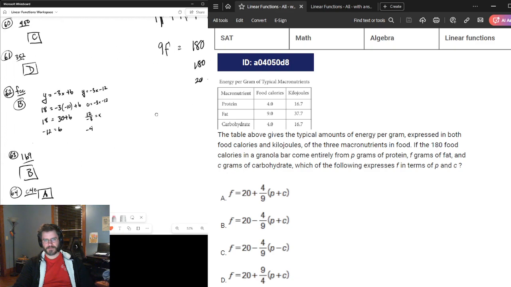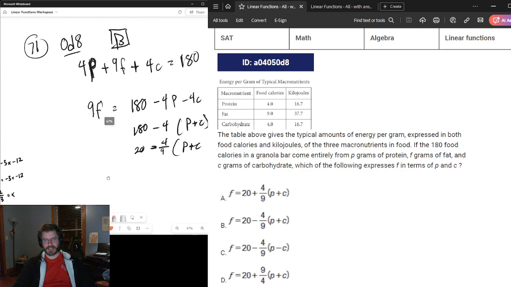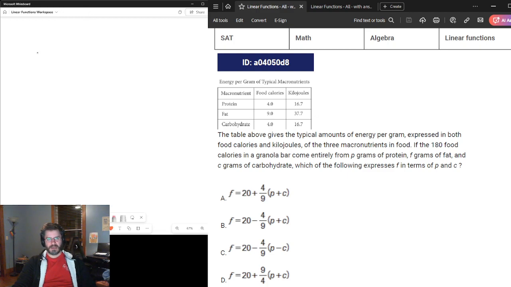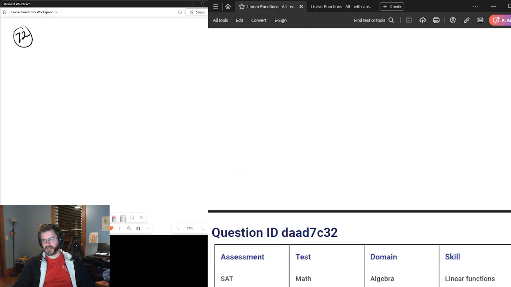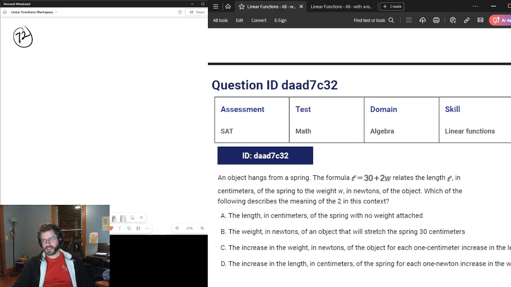Okay, just realized I'm not as zoomed in as I usually am. 72. All right. C32.